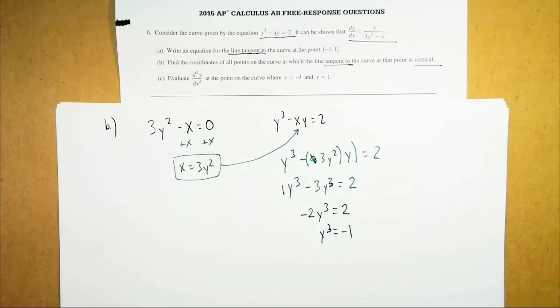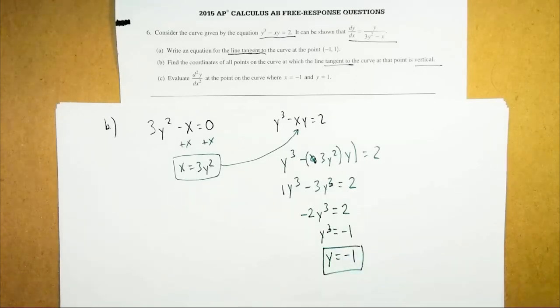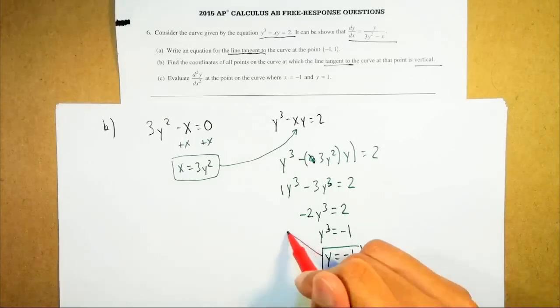Last thing, cube root of y cubed and negative 1. You're going to get y is equal to negative 1. That is my y coordinate. And the fact that I found that gives me 1 point. Now the next thing is, well, how am I going to figure out what the x is? Well, don't forget, this is like a systems of equations. Take this and plug it into here.